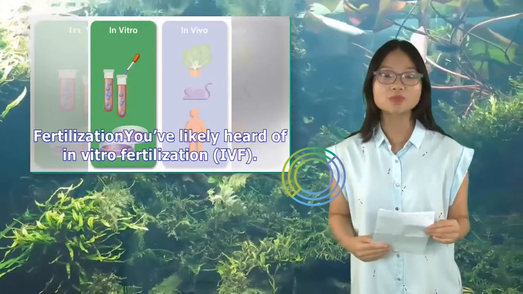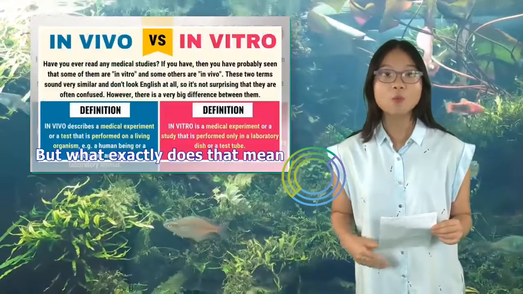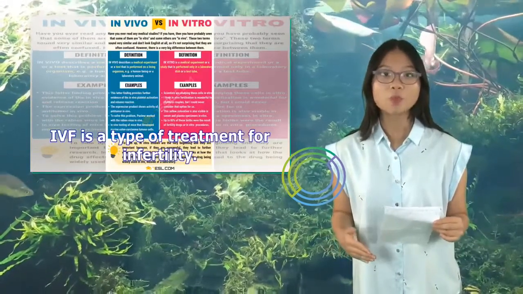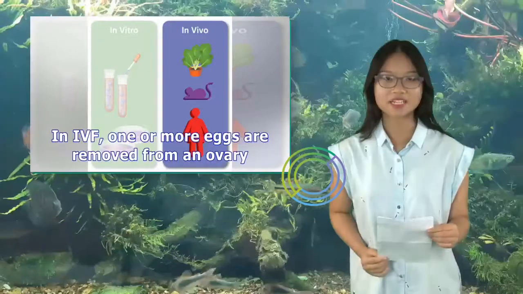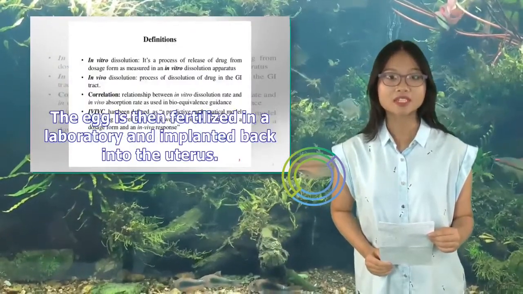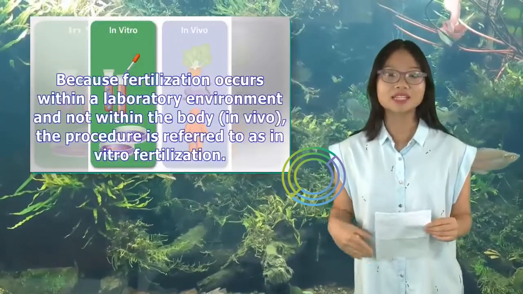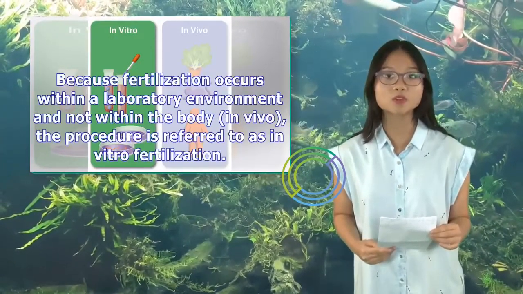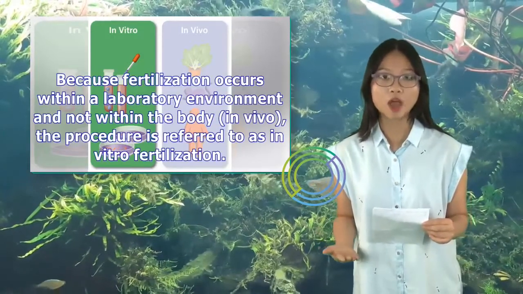Fertilization. You've likely heard of in vitro fertilization, IVF. But what exactly does that mean? IVF is a type of treatment for infertility. In IVF, one or more eggs are removed from an ovary. The egg is then fertilized in a laboratory and implanted back into the uterus. Because fertilization occurs within a laboratory environment and not within the body, in vivo, the procedure is referred to as in vitro fertilization.